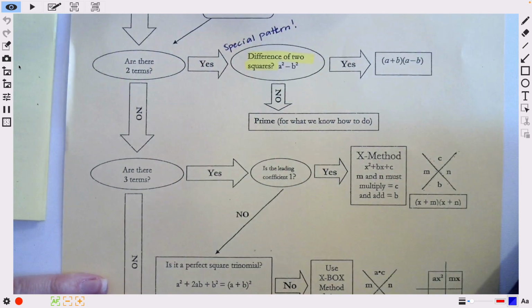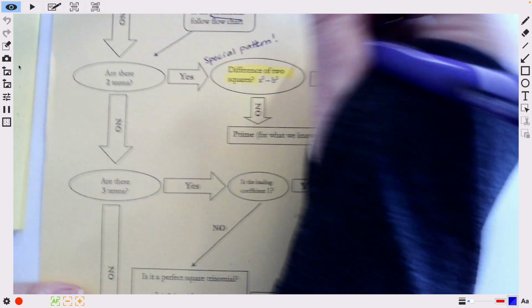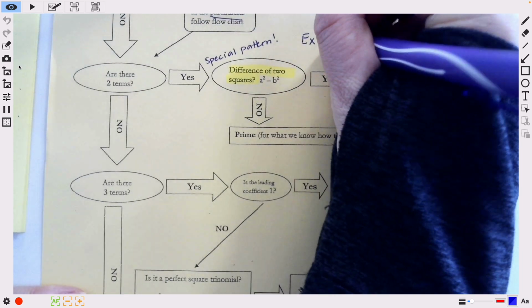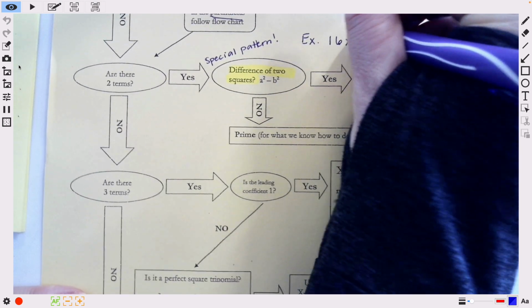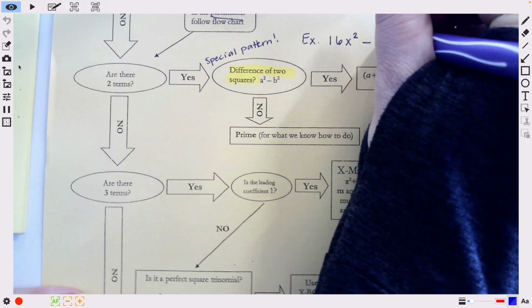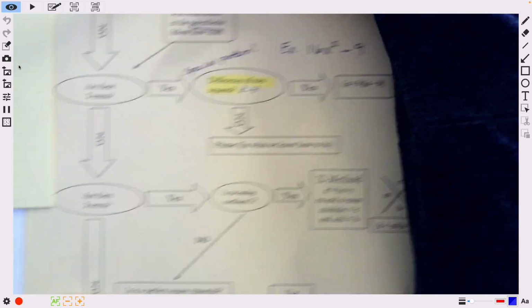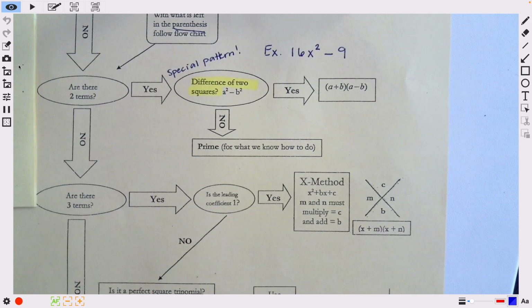This was a special pattern. So a difference of 2 squares might look something like this: 16x squared minus 9. It could look something like that. That would be a difference of 2 perfect squares. It's a difference, there's only 2 of them, and they're both perfect squares.